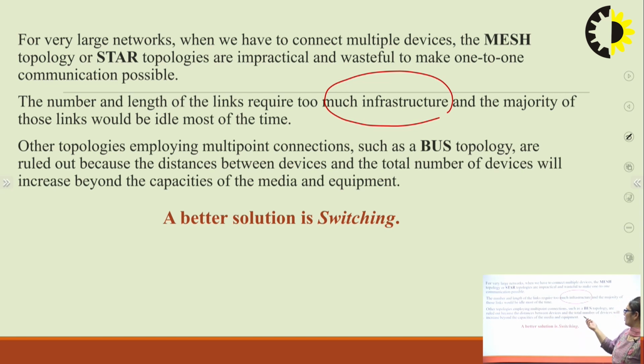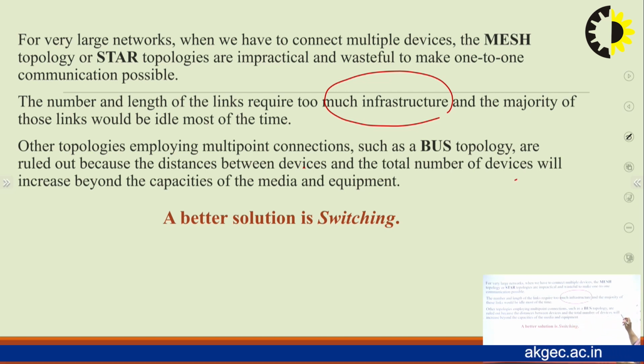Similarly, other topologies which employ multi-point connections, such as bus topology, are also ruled out, because there is a constraint in bus topology that we can connect only limited devices, and there is also a constraint on the distance between 2 devices. If the distance between the devices and the total number of devices increases in bus topology, it may make the communication inefficient or degrade its quality. So the better solution to design large networks is switching.